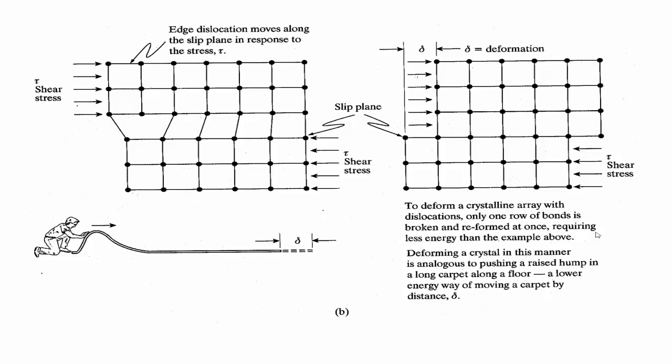We have here also another demonstration. The edge dislocation moves along the slip plane in response to the stress. Same thing, to deform a crystalline array with dislocations, only one row of bonds is broken and reformed at once, requiring less energy than the example above. Deforming a crystal in this manner is analogous to pushing a raised bump in a long carpet along a floor, and this is also a lower energy way of moving a carpet by a distance, and this is the distance of deformation.